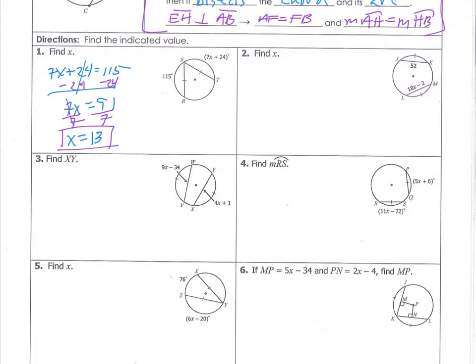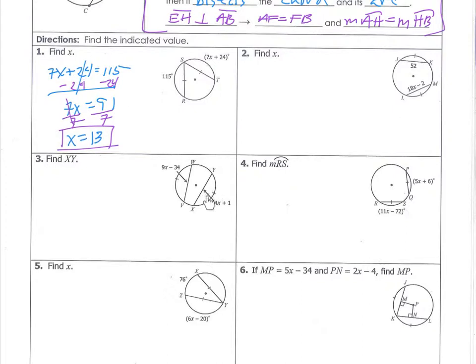Let's move on to 3. So for 3, we're finding, what's this notation asking you to find? Is it an arc or a chord? So from x to y, that's a chord. So they're asking you for the measure from x to y. And what do you notice here?